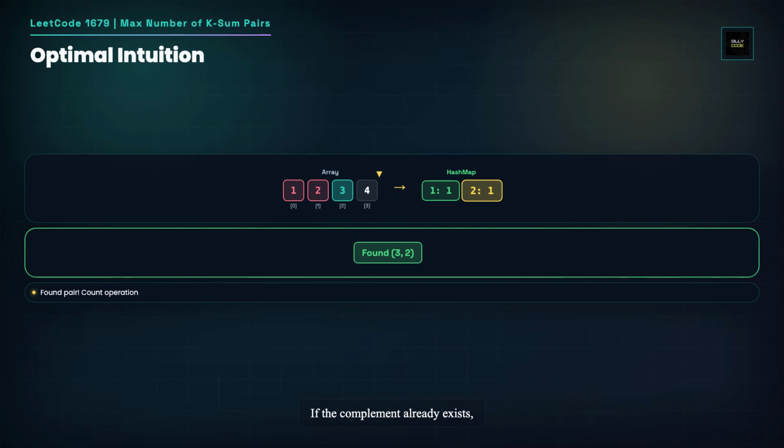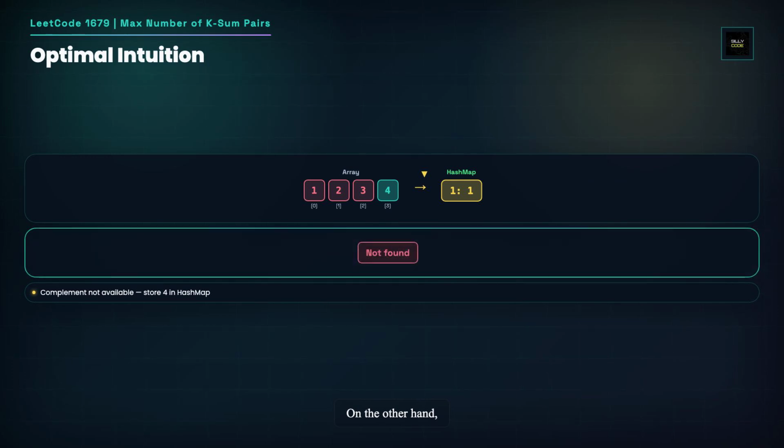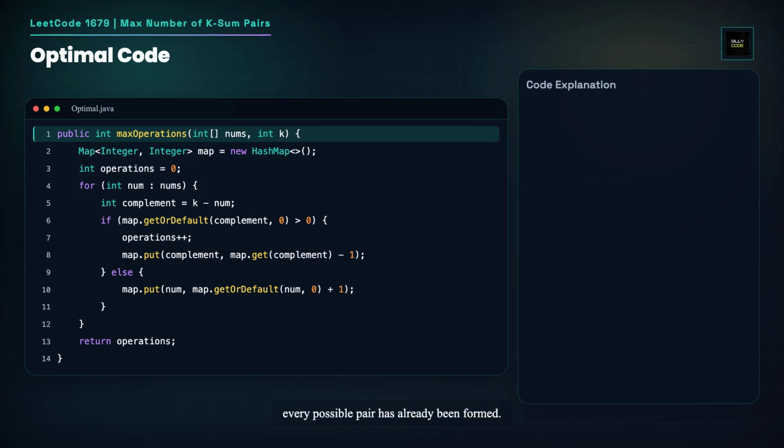If the complement already exists, that means we've found one complete pair. So we count one operation. Since that complement has now been used, we decrease its frequency inside the HashMap, or remove it completely if its frequency becomes 0. On the other hand, if the complement isn't available, then we can't form a pair yet. So we simply store the current number inside the HashMap. Then, we move to the next element. By the time we finish scanning the array, every possible pair has already been formed.